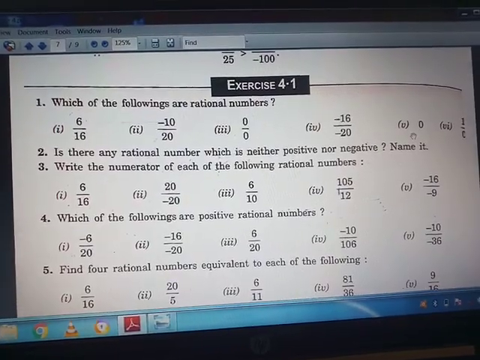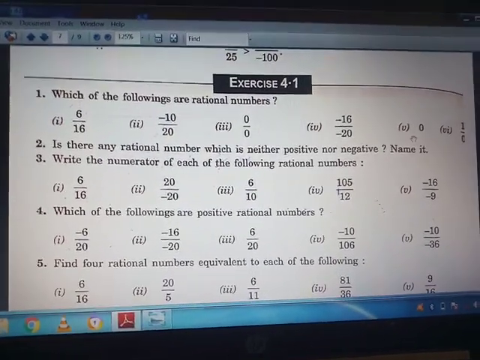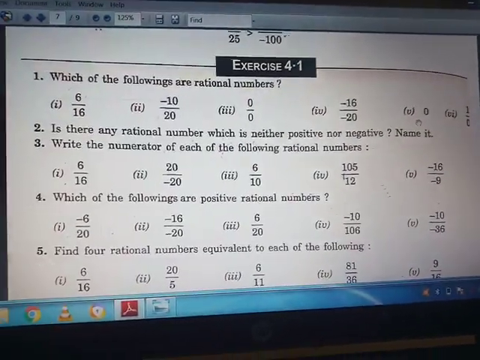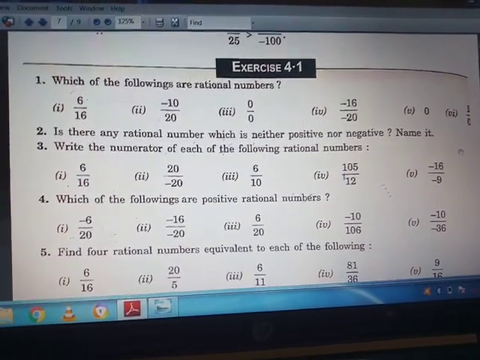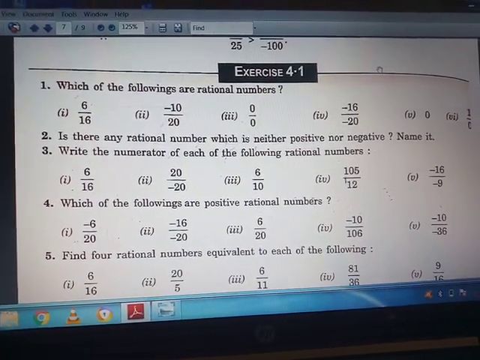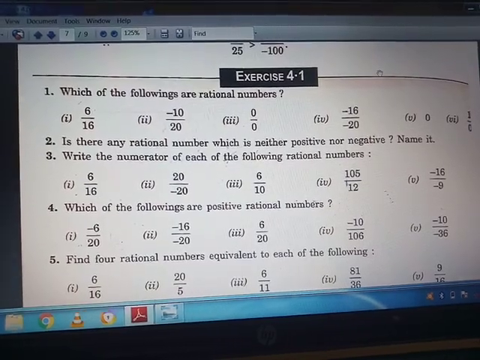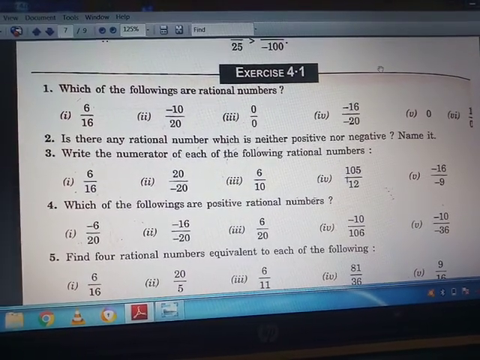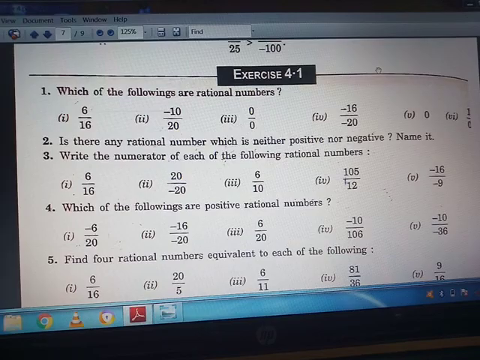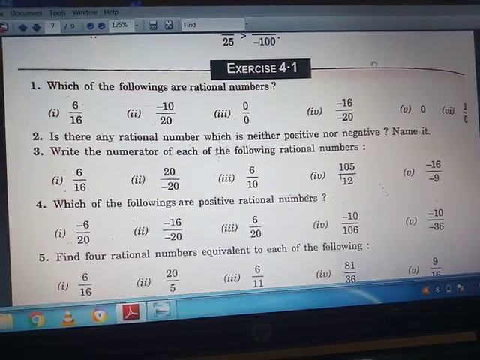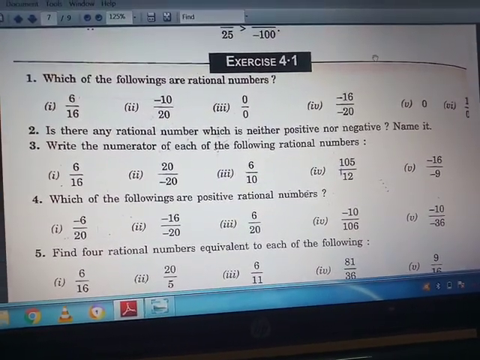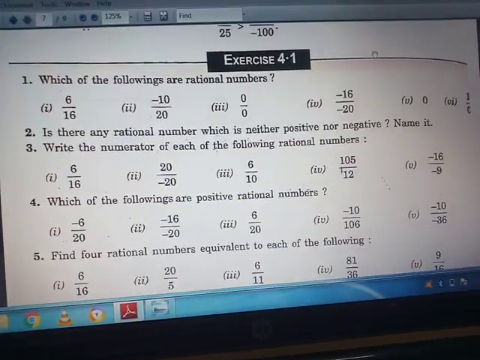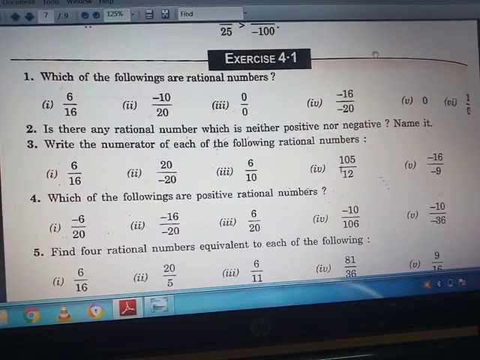You can see that the second part is minus 10 by 20. We have also seen that a rational number can be positive or negative. Okay, so the numbers which can be written in the form of p by q, where p and q are integers. You can see that minus 10 is an integer and 20 is also an integer. So the second part is also a rational number. Third one is 0 by 0.